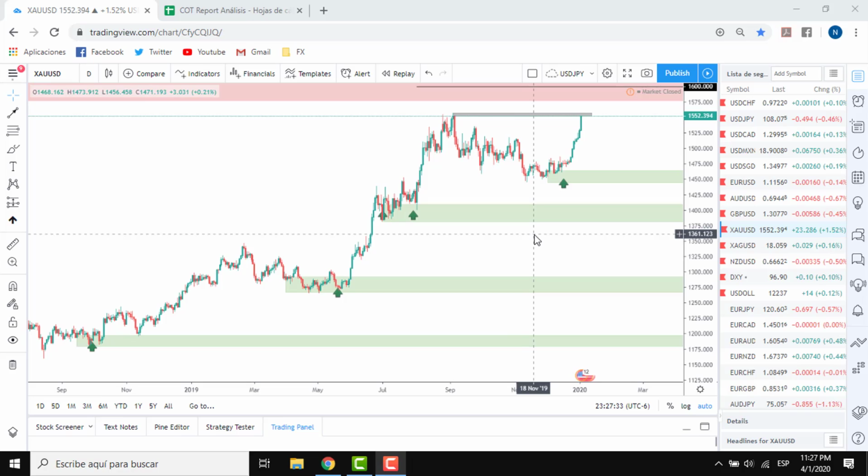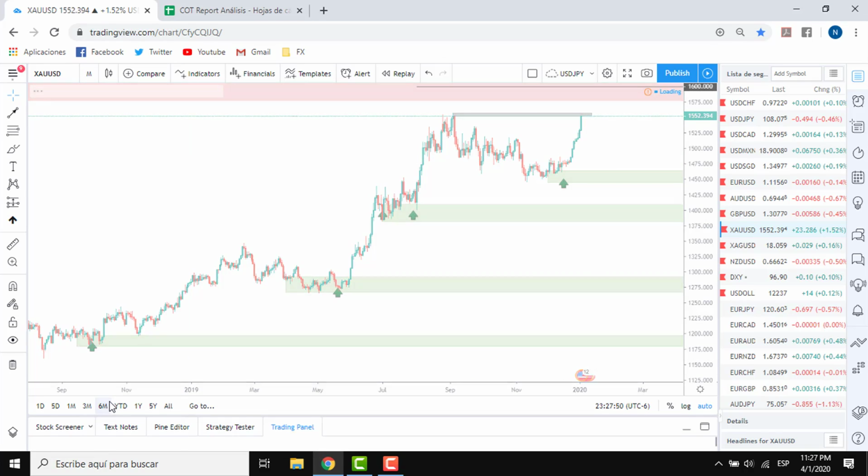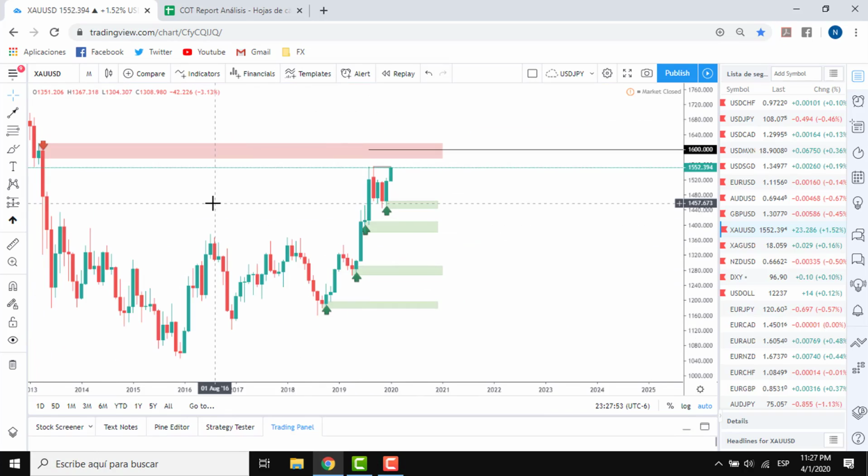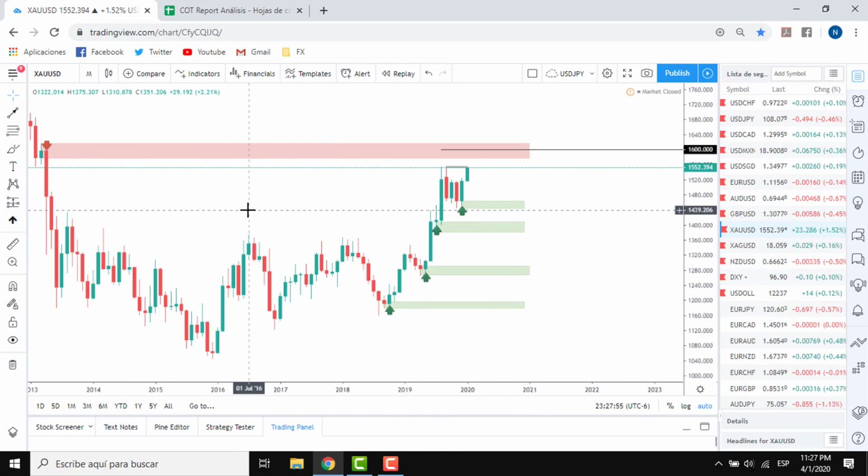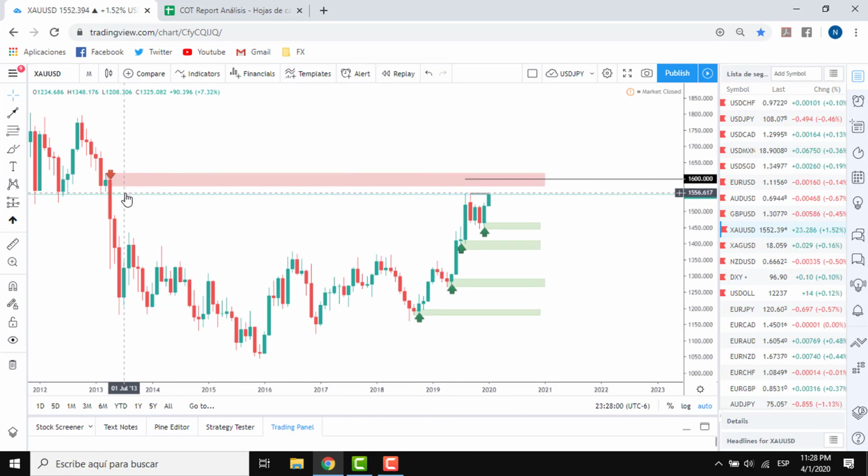Okay, the other one is very simple. This is one of the most common scenarios we as supply and demand traders are looking for. Let me switch to the monthly chart. This is what we have on the monthly chart. We have a fresh supply zone here. We have a strong imbalance, and price will hit this level for the first time.